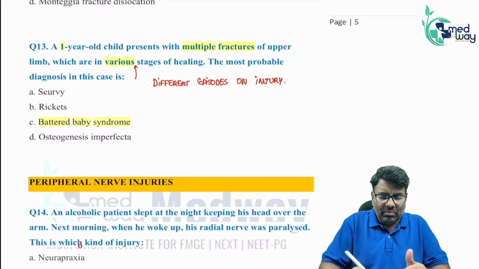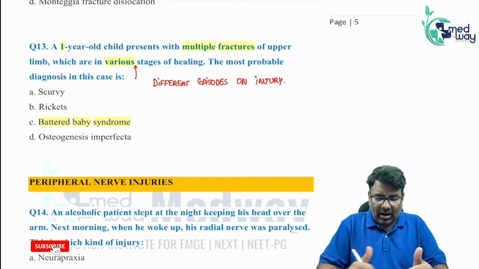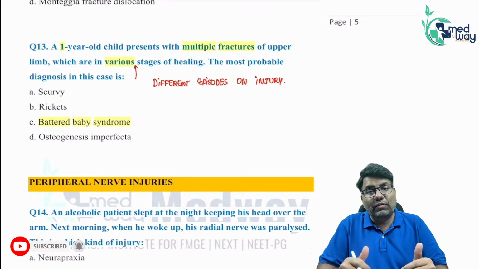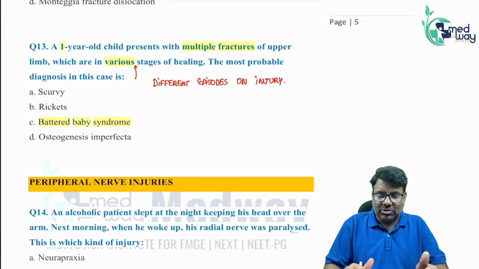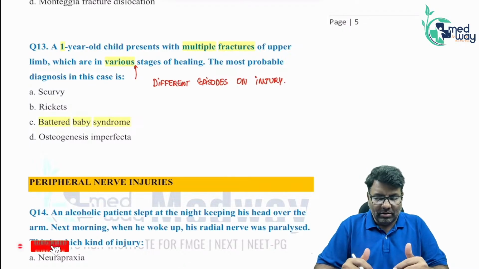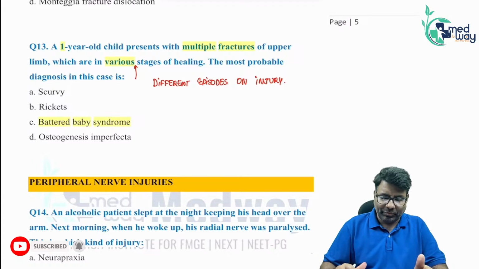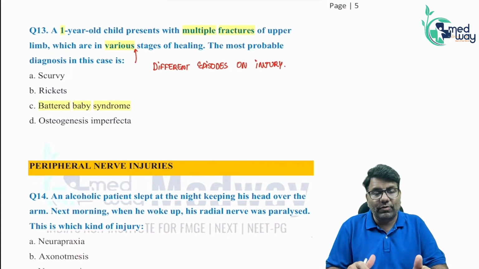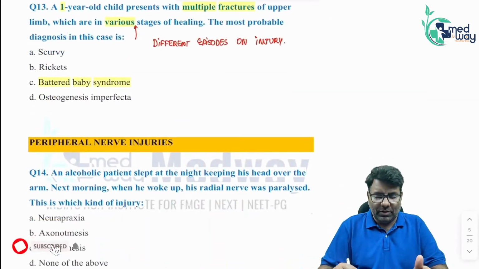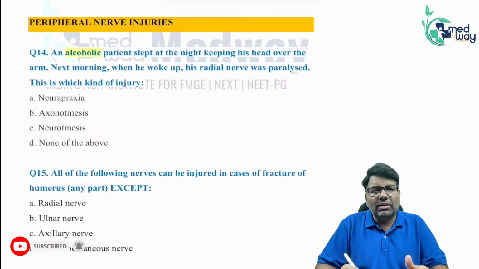There will be bruises, there will be telltale signs of injury, and as evident by different fractures and different stages of healing, that shows that there were multiple episodes of injury being done to the child. So this is battered baby, various stages of healing.